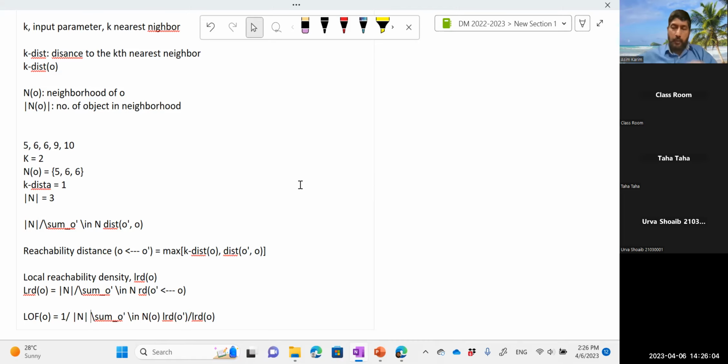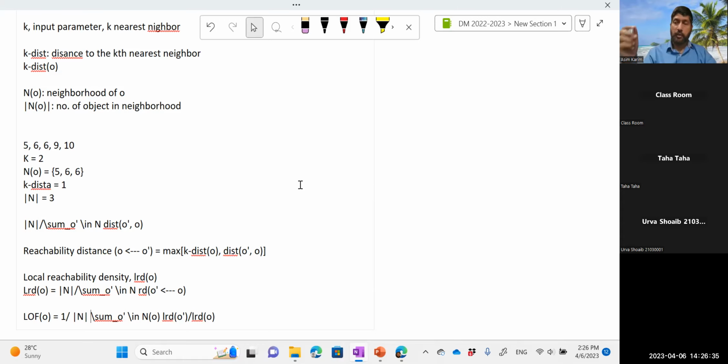ठीक है. So what is the summation over? Summation क्या है उसका? न्यूमरेटर में LRD of O prime है. And what is O prime is a point in the neighborhood of O. हम क्या देख रहे हैं, हम एक पॉइंट O देख रहे हैं और उसके नेबरहुड पे देख रहे हैं. अब उस O prime जो O है, एक O prime ले लेते हैं उसके नेबरहुड में. अब उस O prime का अपना भी एक नेबरहुड है. ठीक है, उसका अपना भी एक नेबरहुड है, उससे भी एक डेंसिटी आएगी.